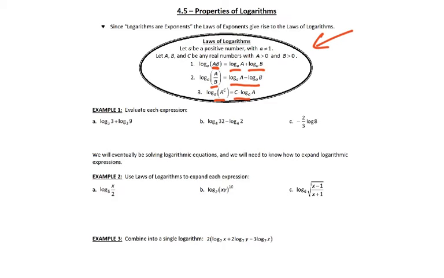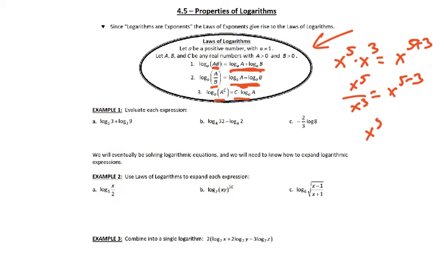Okay. So what I'm trying to say is if you see something like x to the fifth times x to the third, that is the same thing as x to the 5 plus 3. That's what this is saying. When you see x to the fifth divided by x to the third, that's the same thing as x to the 5 minus 3. And when you see x to the fifth raised to the third, that's the same thing as x to the 5 times 3. That's what the last one is saying. Okay, so that's a way to keep it memorized in your head.